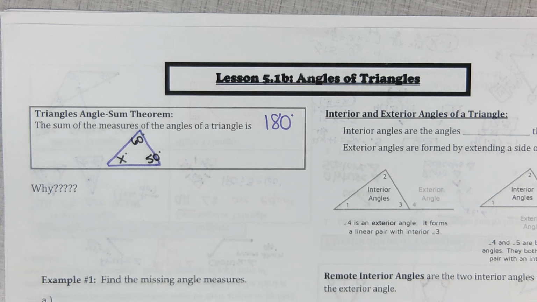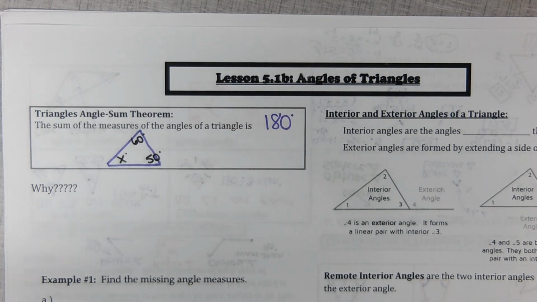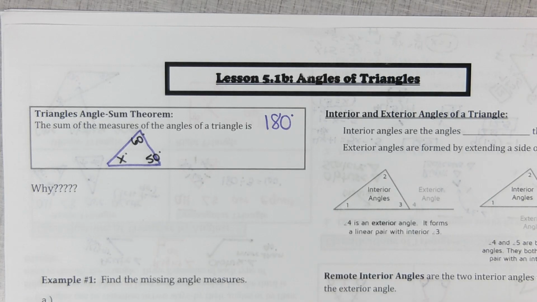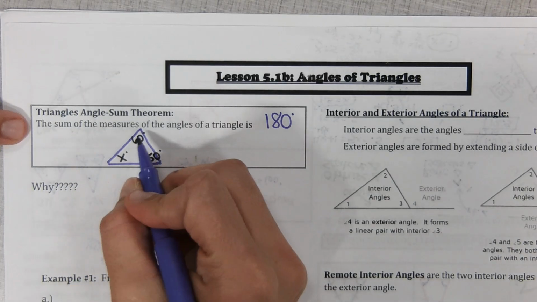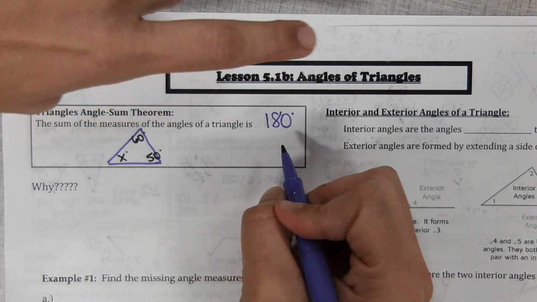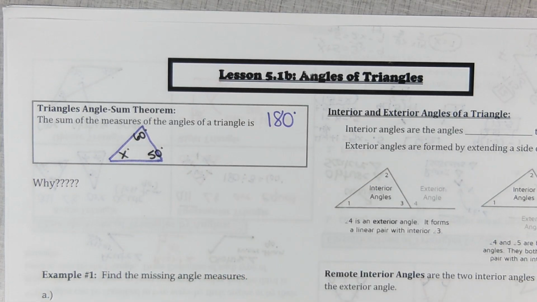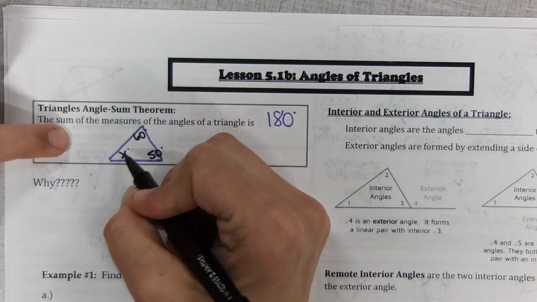This lesson is about angles of triangles. You've seen some of this before, so it should be a review. The first one is the triangle angle sum theorem, which states that the sum of the measures of the angles of a triangle is 180 degrees. So you probably already know that, or just a reminder, the angles of a triangle add up to 180 degrees.